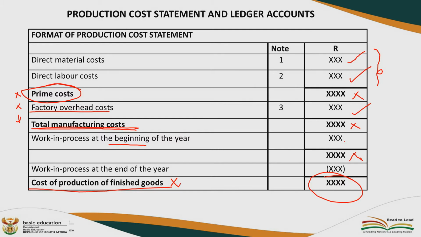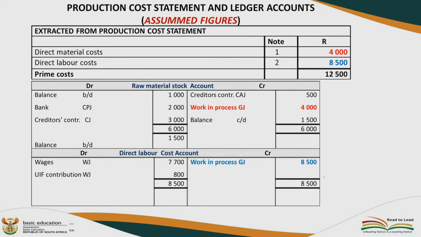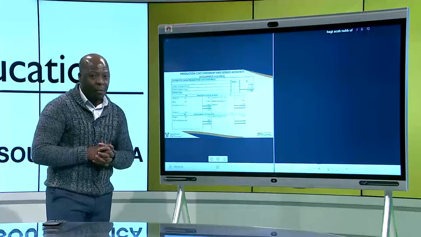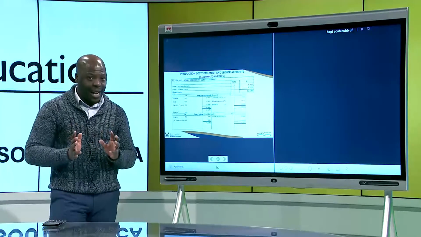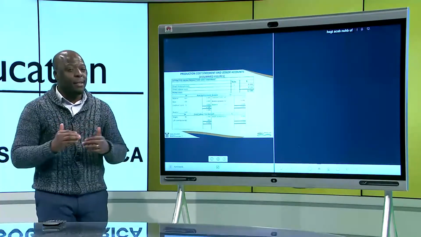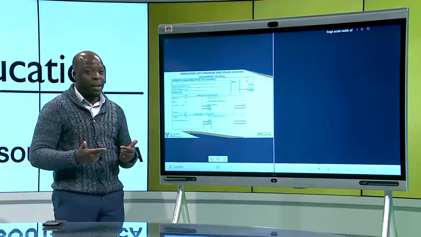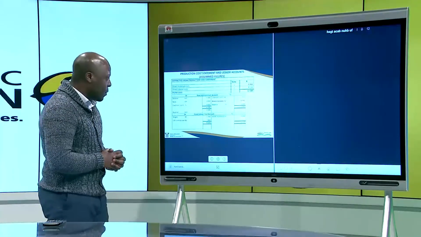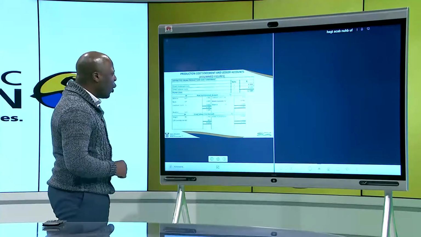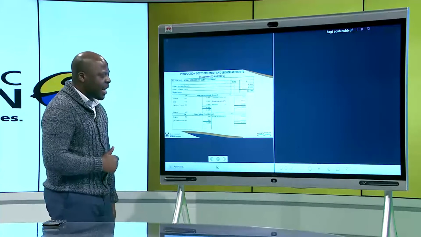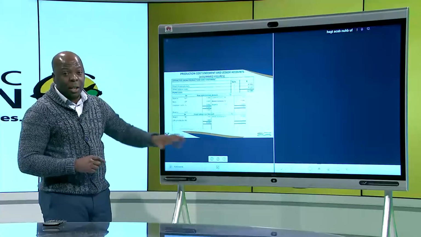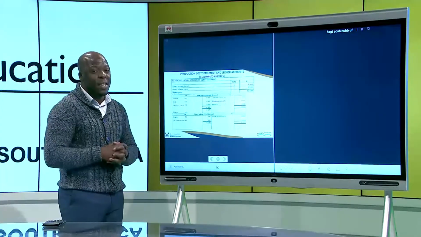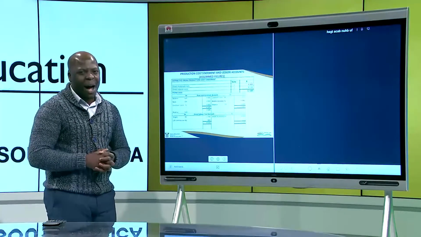Okay? Once you've understood this one now, I want to help you to relate what we did in grade 11 to what we are talking about here now. There is work that we did in grade 11. Yes, we did ledger accounts, the T accounts. So I want to help you to see the relationship, which is on these accounts. In grade 11, we did what we call the raw material stock account, and we did the direct labor cost account. Boys and girls, please, I want you to understand that all the figures that I'm using here are what we call assumed figures, all right? It simply means I made them up, okay?